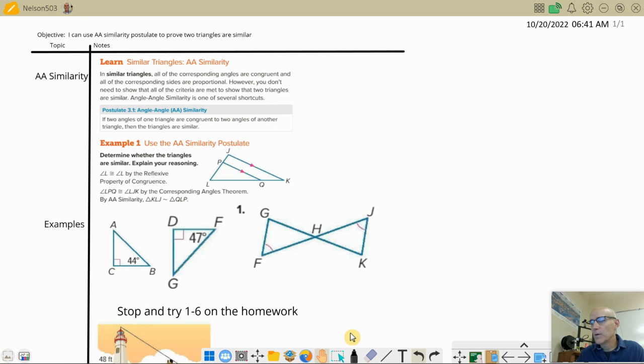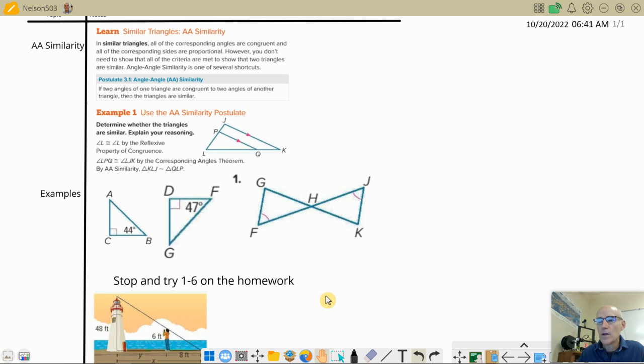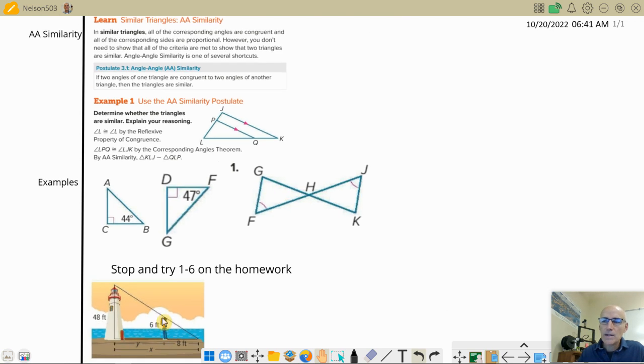Okay, so video 2 is going to start out with a word problem about this kid standing here taking a picture of the lighthouse. Okay, so when you get to the end of these notes, the end of this video, I want you to try problems 1 through 6.